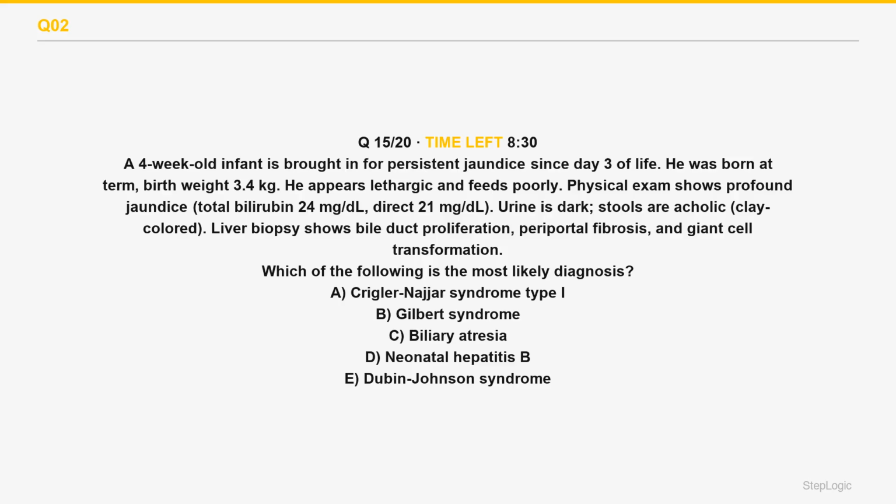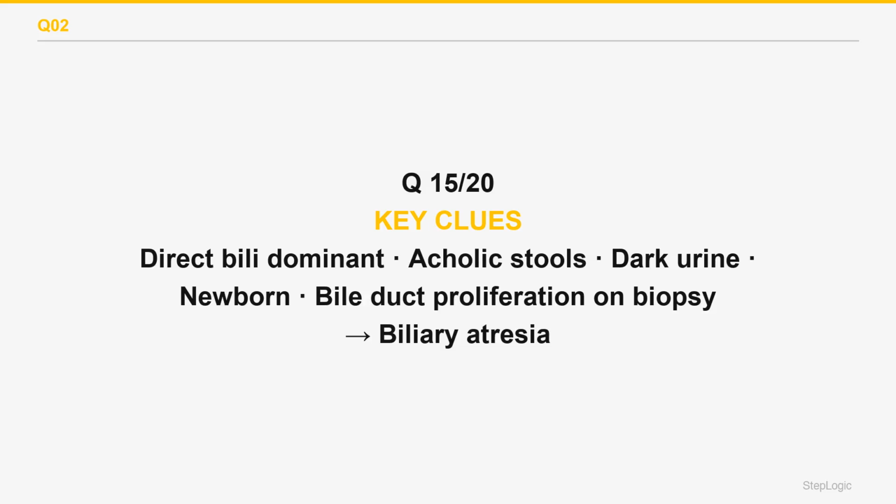Read the command. Most likely diagnosis: conjugated direct hyperbilirubinemia, acholic stools, dark urine at 4 weeks, obstruction of bile flow. Direct conjugated hyperbilirubinemia in a newborn is always pathological, never physiologic. Acholic stools mean bile cannot reach the intestine. Dark urine means conjugated bilirubin is being excreted in urine. It is water soluble. The biopsy showing bile duct proliferation and periportal fibrosis is classic for biliary atresia, progressive fibroinflammatory destruction of the extrahepatic bile ducts.